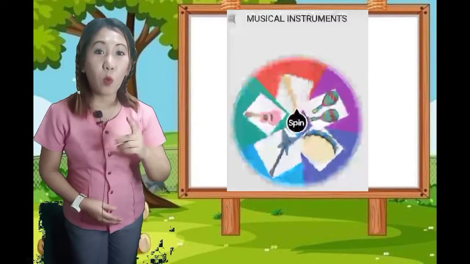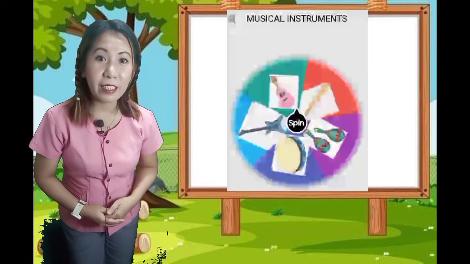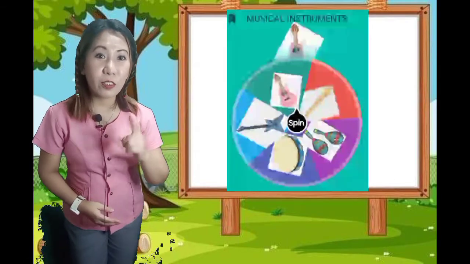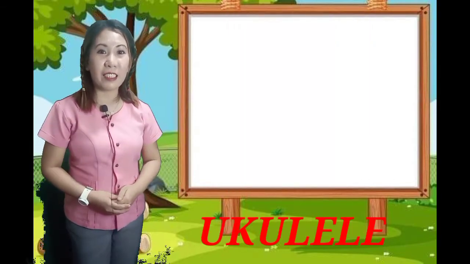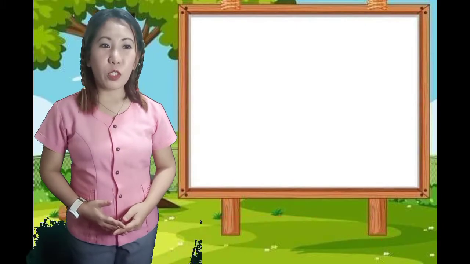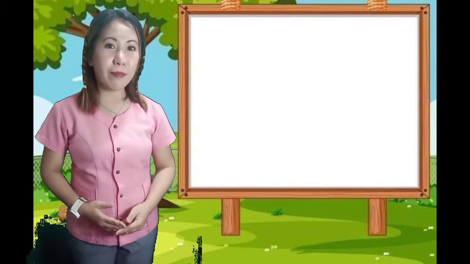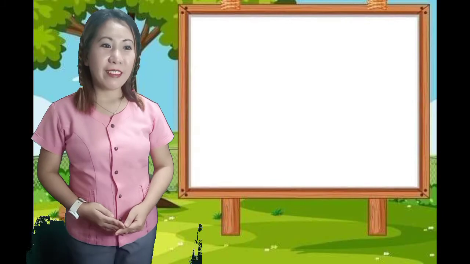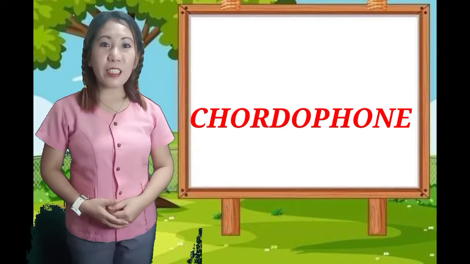What musical instrument is that? Correct! It's ukulele. And what classification of musical instrument does it belong? Very good! It's chordophone.